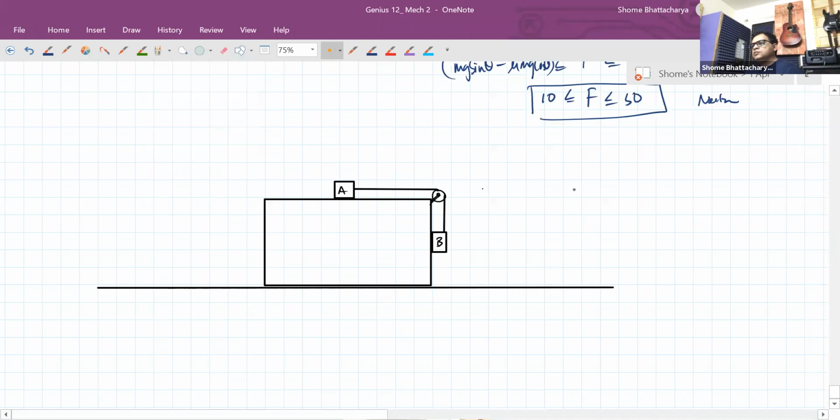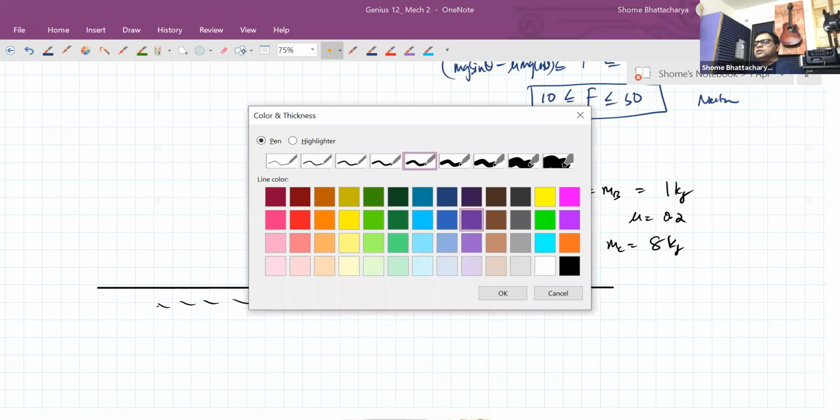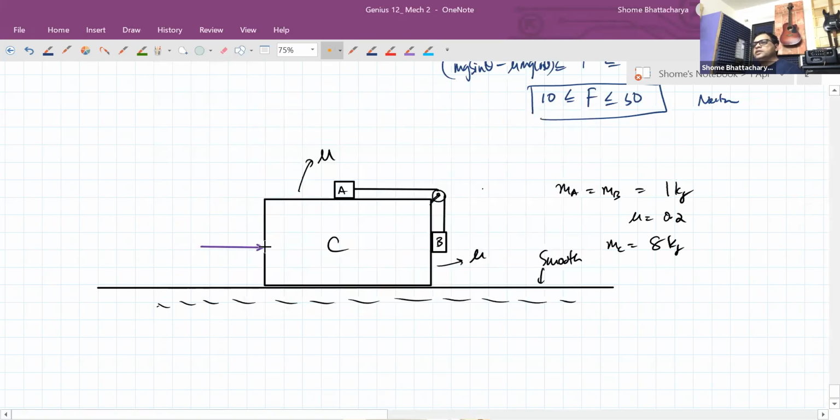So A and B are of equal mass, 1 kg each, and both these surfaces are rough. Okay. And the wedge C has a mass of 8 kg, and this is a smooth surface. Now same kind of problem, we are applying a horizontal external force. So try and get this correct numerically.